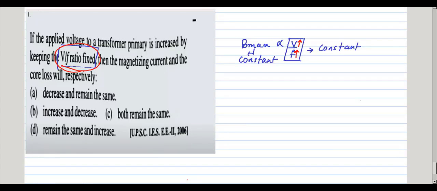Okay. So this is the question given. Now, what happens to Bmax? If V by F ratio is constant and I increase the voltage, I have to increase the frequency such that Bmax is constant.